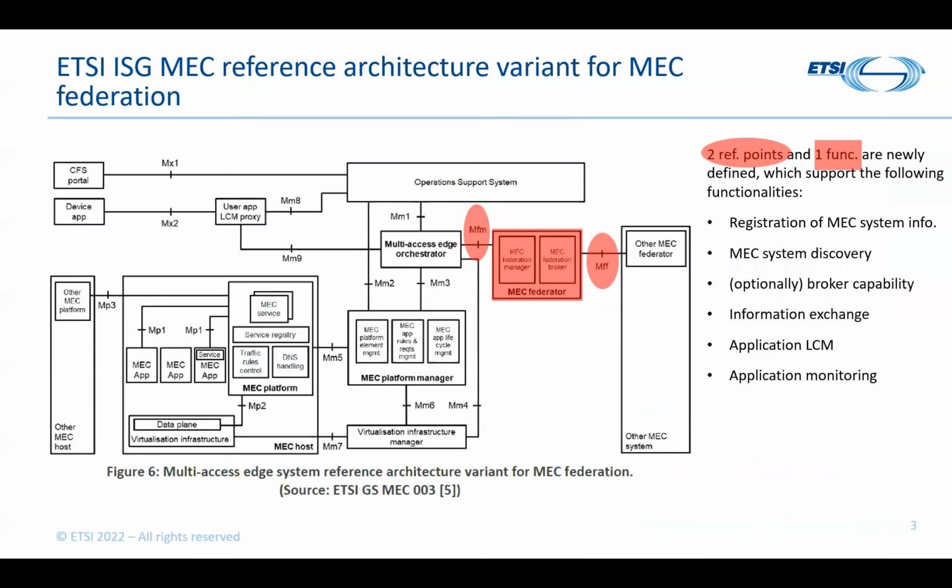ETSI MEC recently defined a refined architecture variant based on GR MEC 35, which is a variant for MEC Federation. This variant contains a new functional element, namely the MEC Federator. This variant also contains new reference points, MFM and MFF. MFM is between MEC Orchestrator and MEC Federator. MFF is between two MEC Federators, and therefore provides the link between different MEC systems in the Federation. MEC Federator enables MEC Federation between MEC systems by supporting the following functionalities: registration of MEC system, MEC system discovery, information exchange between MEC systems, application monitoring, and lifecycle management across MEC systems.